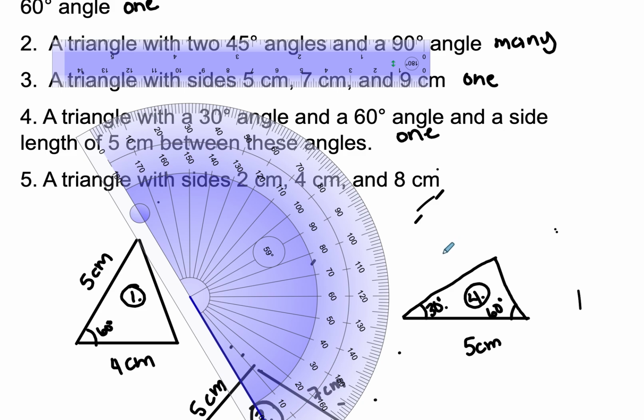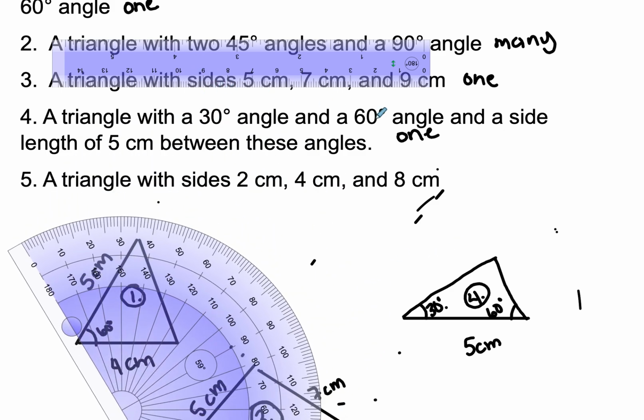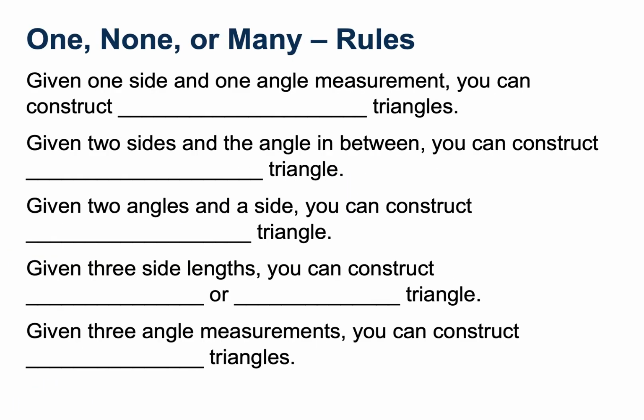And then a triangle with sides 2, 4, and 8. If you were doing guess and check like we did for number 3, that's not going to work. Remember, the 2 short sides need to add up to be longer than the longest side. These would be 6. 6 is less than 8. There's no way to stretch those 2 sides long enough. So there are no triangles you can make on that one.